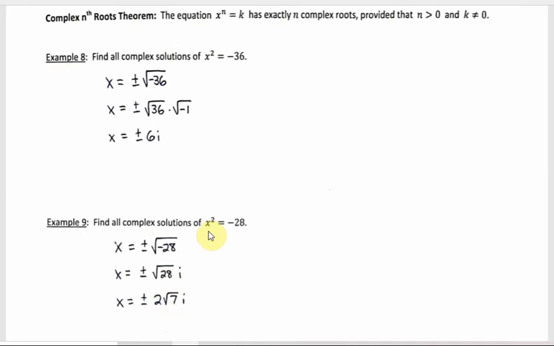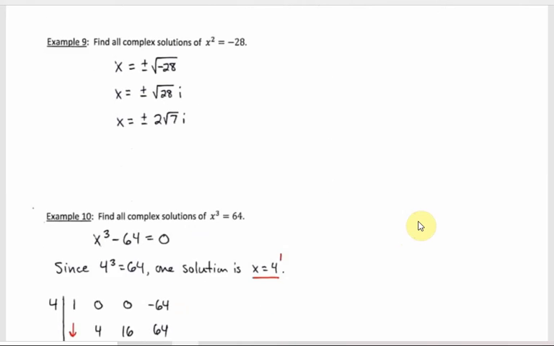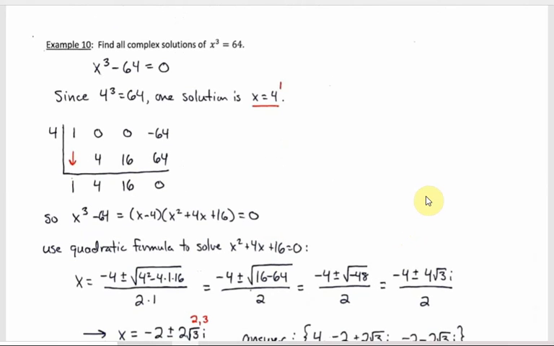That's what we're supposed to get because we got the x squared. All right, well, how about example 10? This one's a little more drawn out. X cubed equals 64, or x cubed minus 64 equals 0. Knowing that 4 cubed equals 64, that's one solution, right? So x equals 4 is one of them.